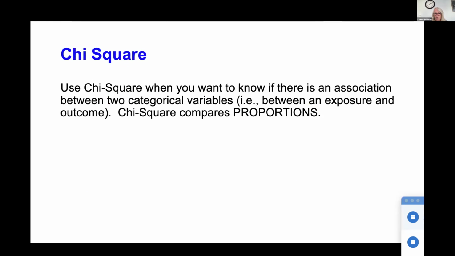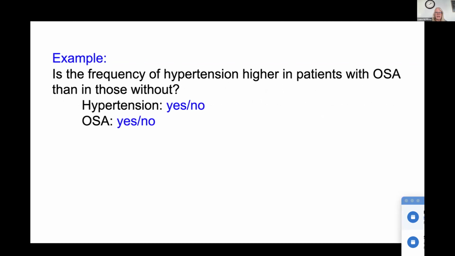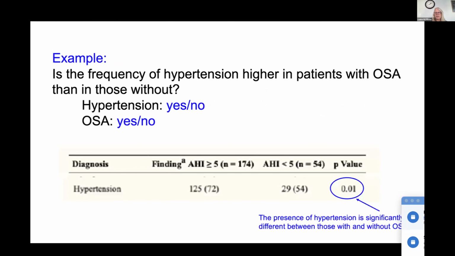You use the chi-square when you want to know if there's a relationship between 2 variables that are categories. So you could say, like I said before, the proportion of male, the proportion of obese, the proportion of hypertension in different groups, that kind of thing. Here's an example. Is the frequency of hypertension higher in patients with OSA than those without? So you've got 2 groups. You've got your hypertension, yes, no. You've got your sleep apnea, yes, no. And you can put these into a table. I'm going to show you a 2x2 table in a minute because they're quite common.